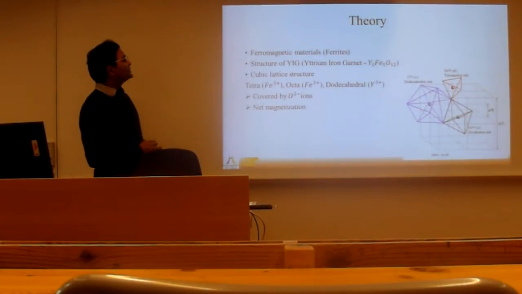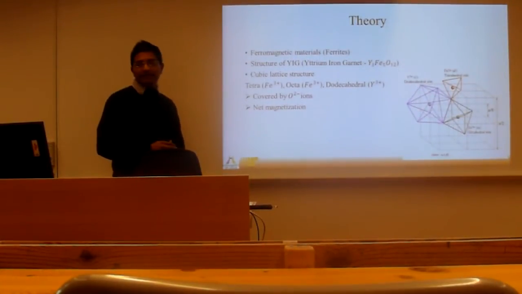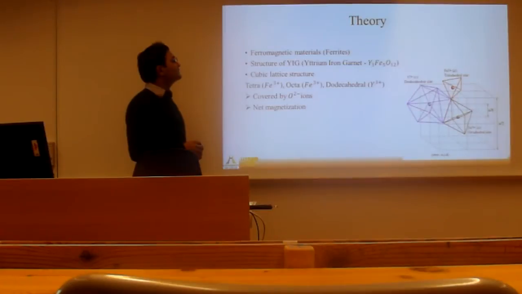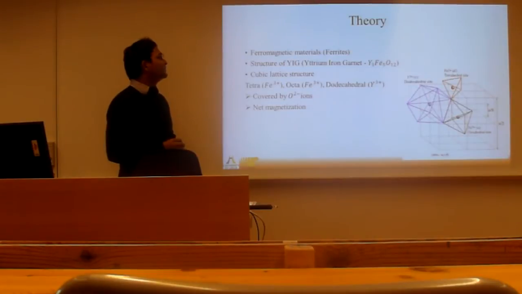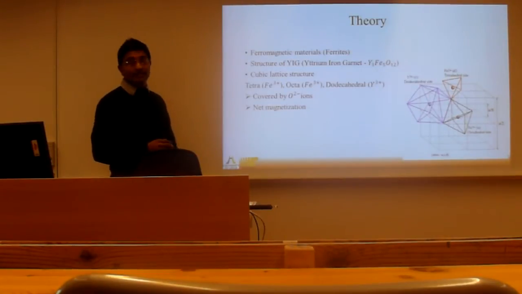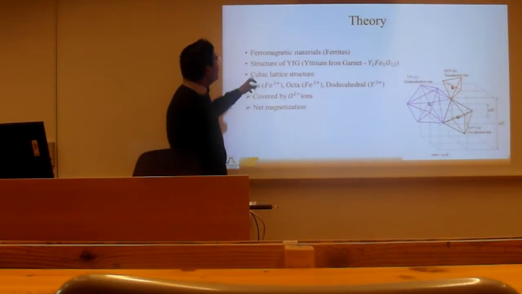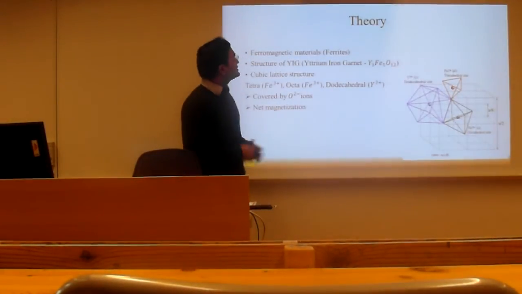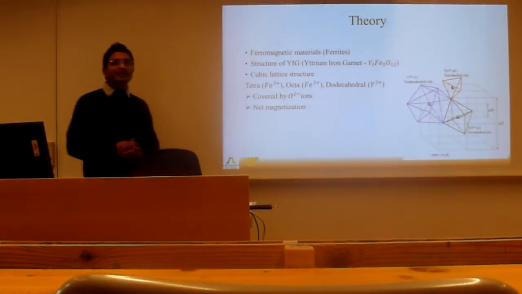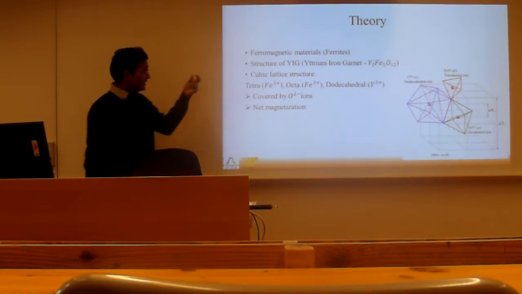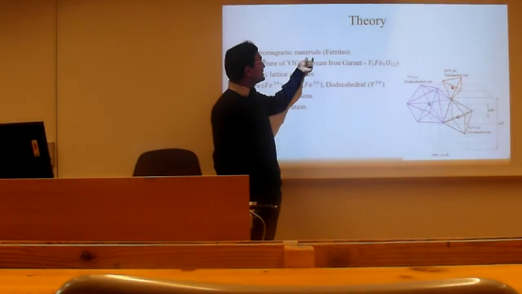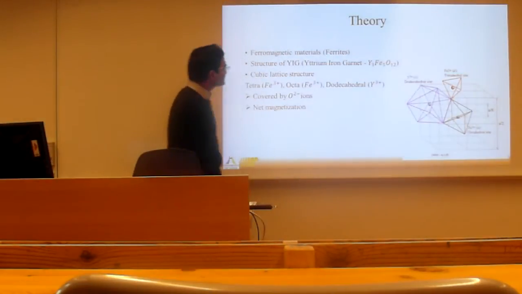Before I talk about this micro circulator, I will talk about the theory behind the circulator. The first part of the theory is the material selection that is suitable for designing the circulator. We have chosen the ferromagnetic materials. These are called ferrites. These are the typical materials used to design a circulator.